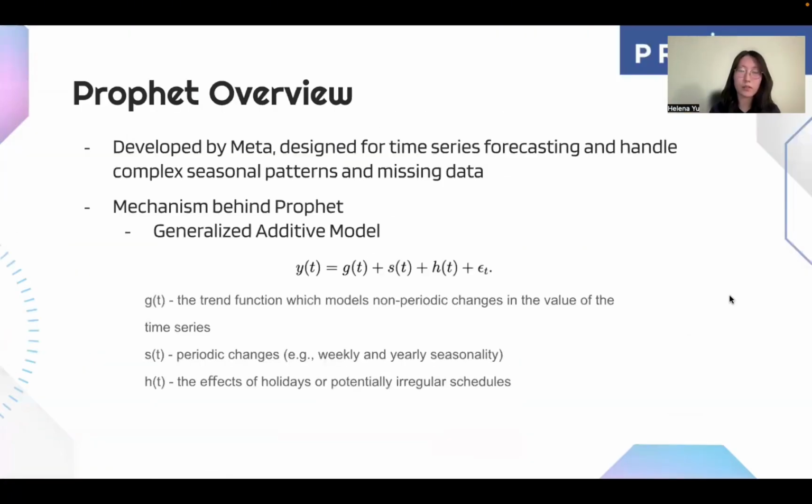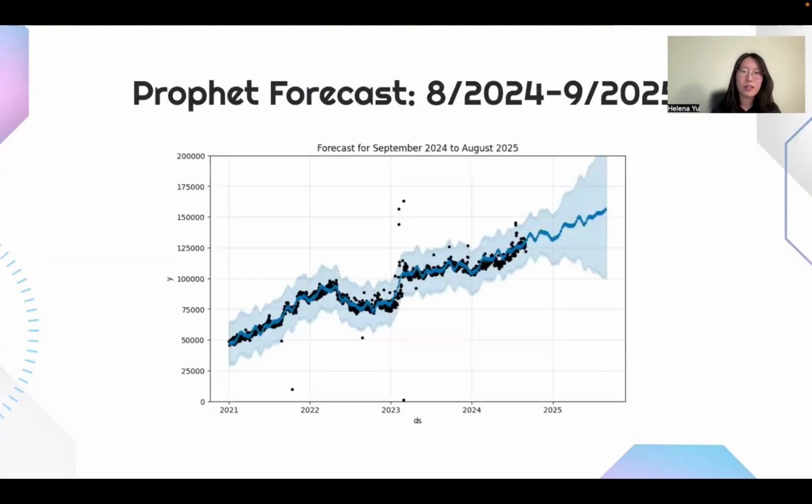The first model that we fit for forecasting and anomaly detection is called Prophet. It's a model specifically designed for time series forecasting and handling complex patterns, and it's very similar to the mechanism of a generalized additive model. In our Prophet forecasting, since we were given data before August 2024, we're going to forecast from that time to September 2025. We can see that in our prediction, the trend is in general increasing, although there are some fluctuations between different months.